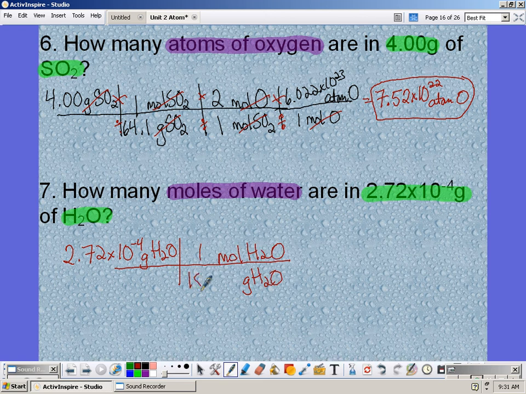So 2.72 times 10 to the negative 4 times 1 divided by 18 would give me 1.51 times 10 to the negative 5 moles of water. This is not something that you can memorize. It's a process that you have to understand.